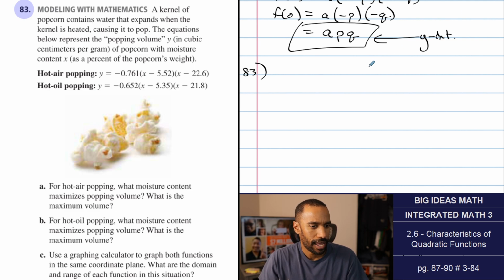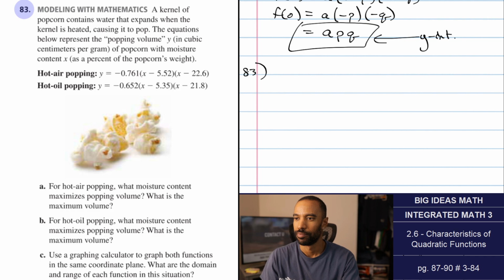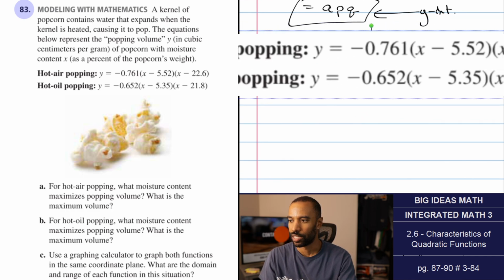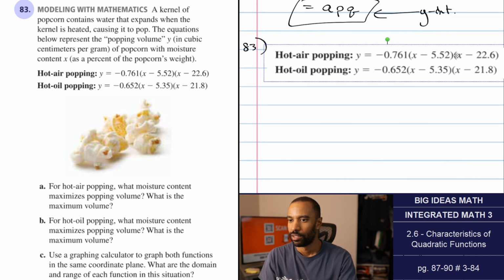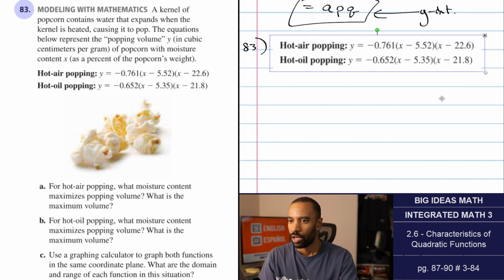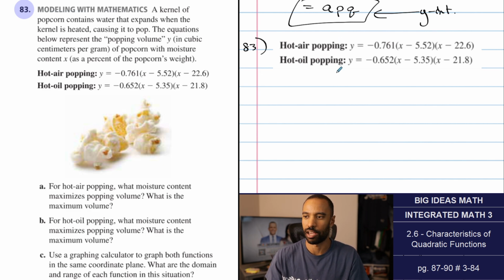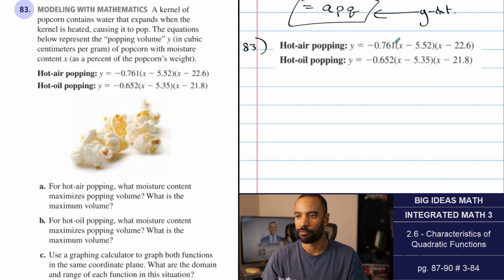Part A, for hot air popping. I don't want to write down these equations, I just want to copy and paste them, in case I have to scroll away from that. Okay, part A. For hot air popping, what moisture content maximizes popping volume? What is the maximum volume? So this is just vertex stuff. This is factored form, and this is hot air popping.